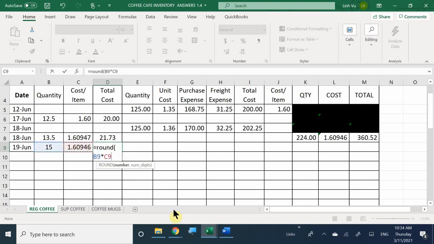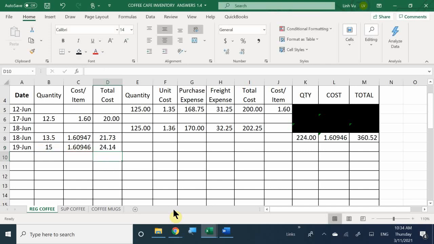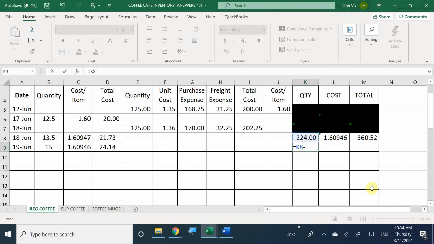Okay, so what is the total cost here? 24.14. Good. All right, so I'm going to go ahead and update my inventory right away. If I started with 224 and I sold 15 pounds, how much should I have left? 209.